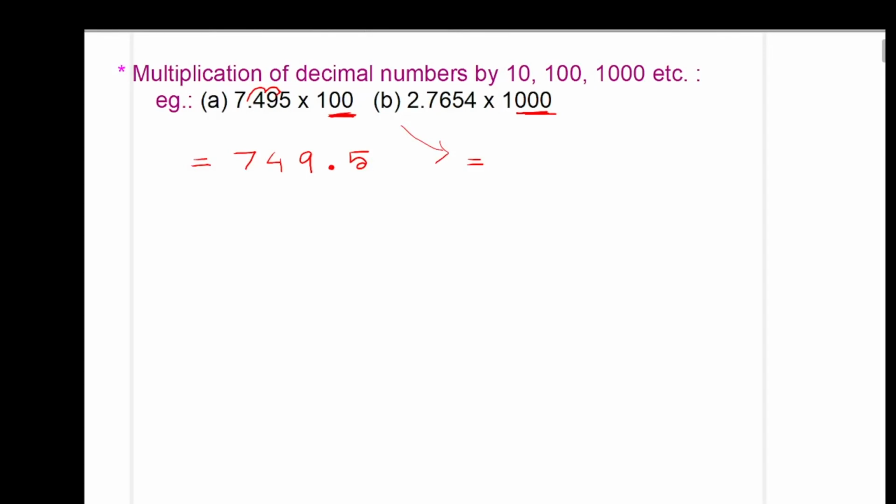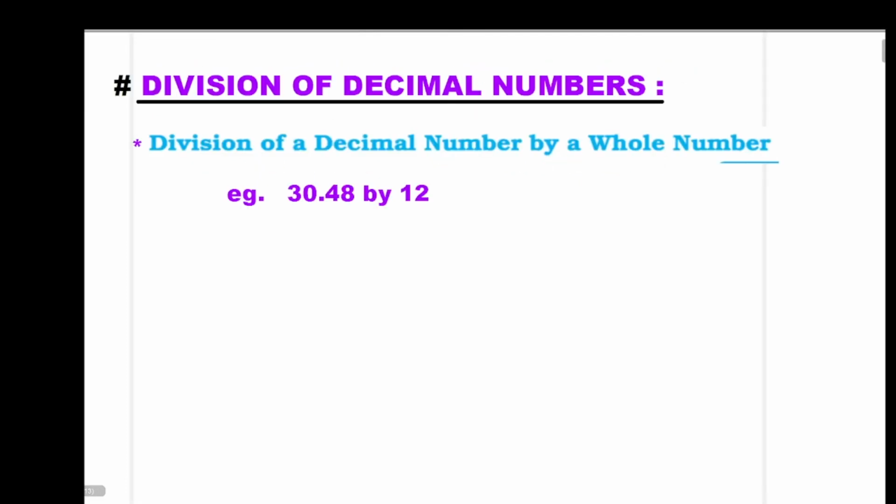When it is division, the point will be shifted towards the left. So by right, how many digits? 1, 2, 3. So it will be 2765.4.